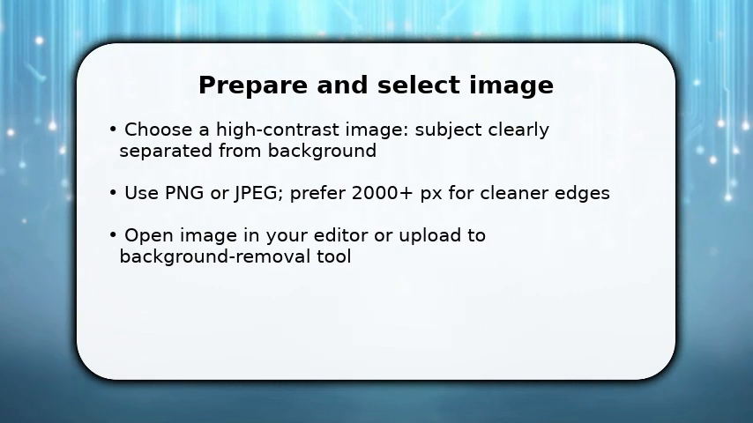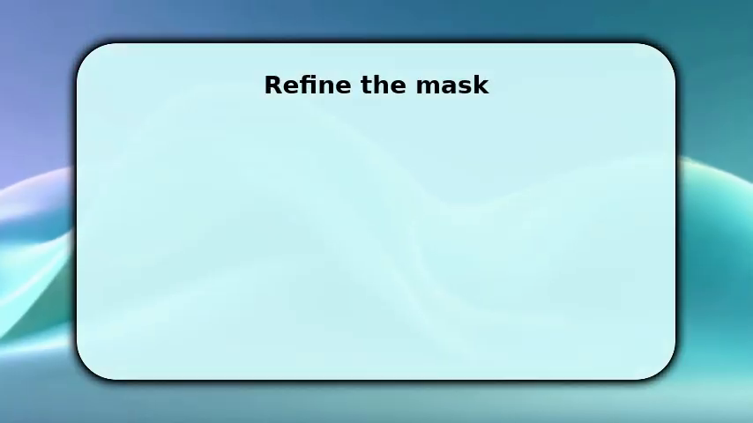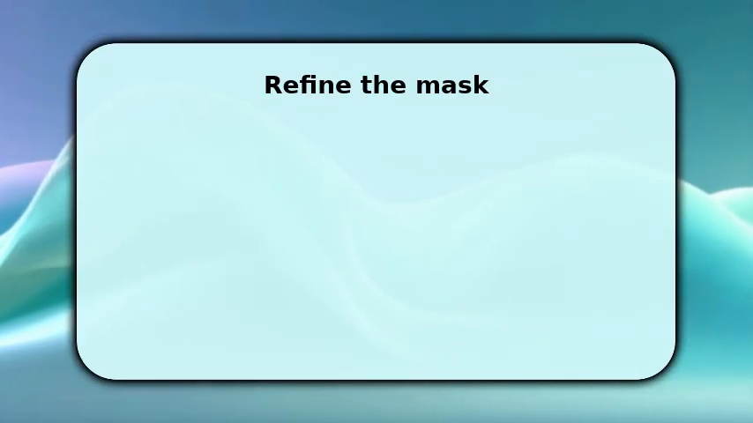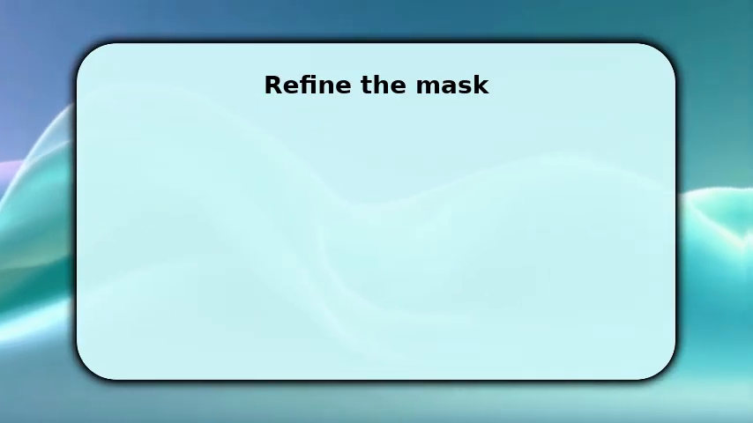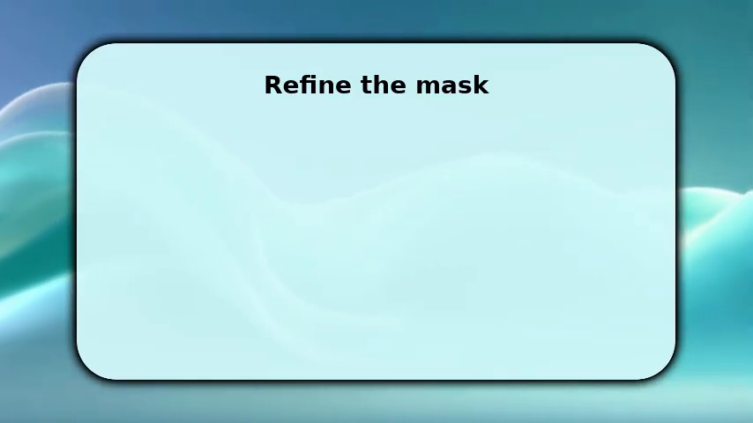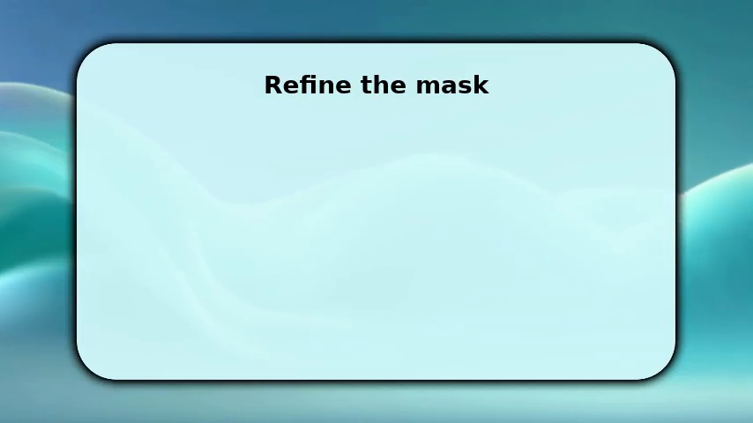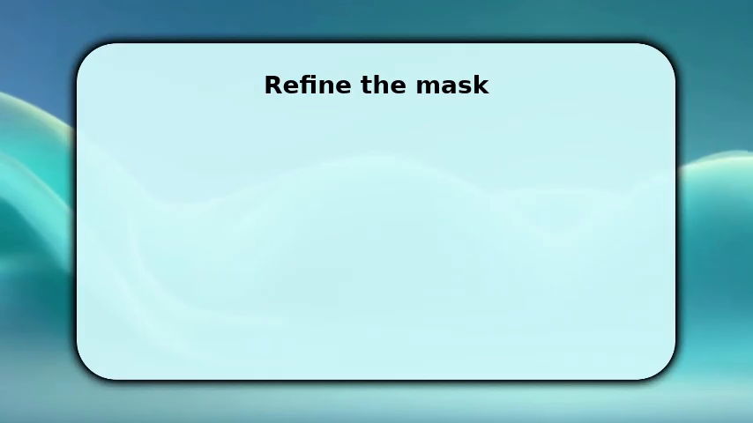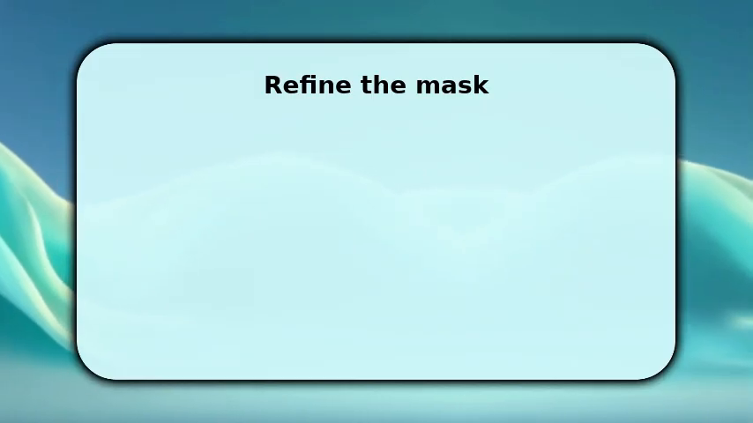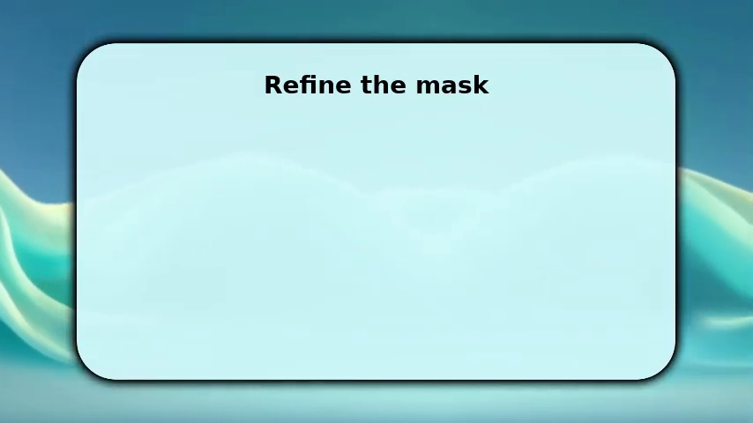Now refine the mask. Zoom to about 200% and inspect edges closely. Use the refine or edge brush to recover hair and soft transitions because automatic masks often miss fine details. Apply small feathering, try 1 to 5 pixels, and tweak contrast up to around 20% to sharpen the separation. Also toggle background color between white and dark to reveal halos or gaps. Keep alternating brush and erase tools until the subject edge looks natural.